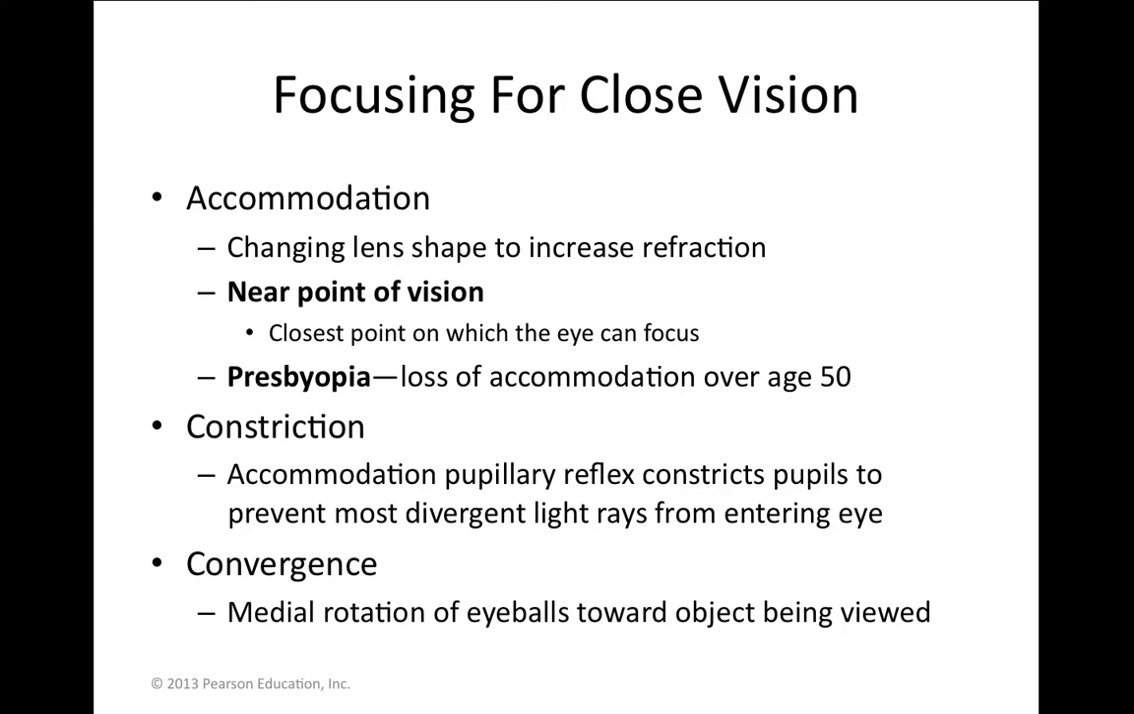Accommodation is changing the lens shape to increase refraction. An increase in refraction means that it increases the bending of the light to focus on the focal point. So the near point of vision is going to be the closest point on which the eye can focus. Okay, and this can change throughout life. Again, we talked about presbyopia, which is the loss of accommodation over age 50.